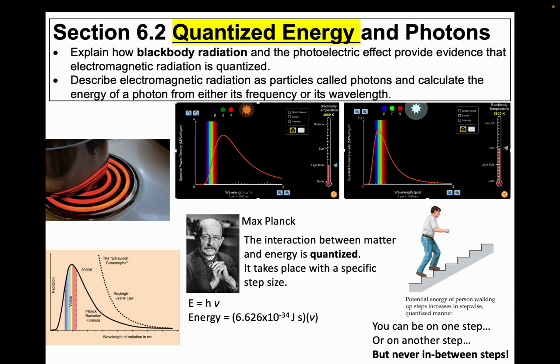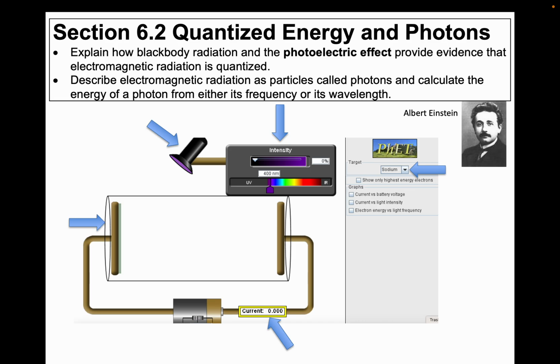in between. The other experiment that we have in section 6.2 is this phenomenon of the photoelectric effect. The photoelectric effect is also going to demonstrate quantized energy. The experiment that we're looking at here was explained by Albert Einstein, and he wins the Nobel Prize for this.